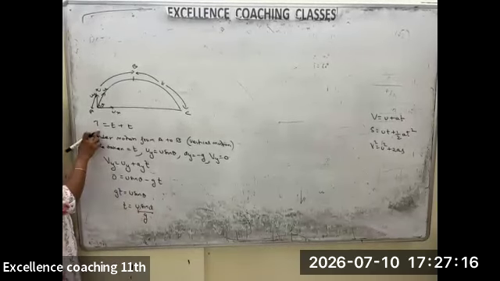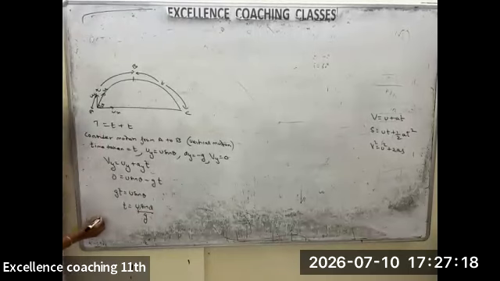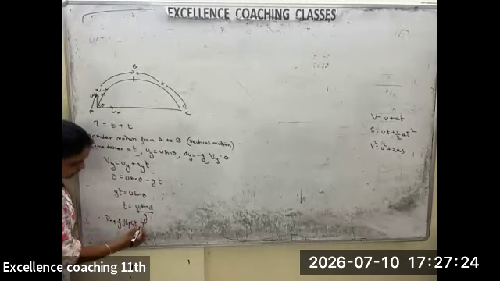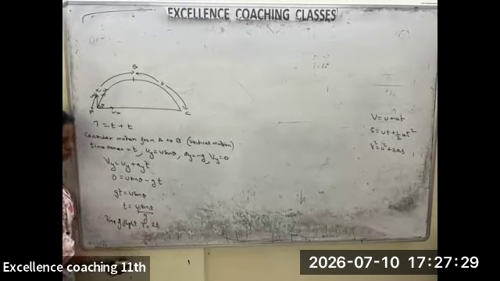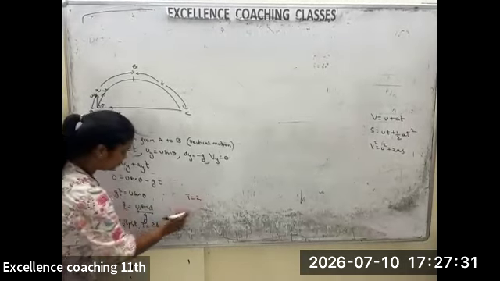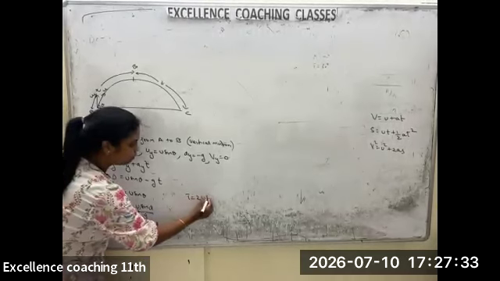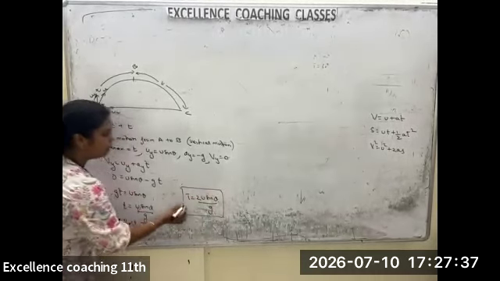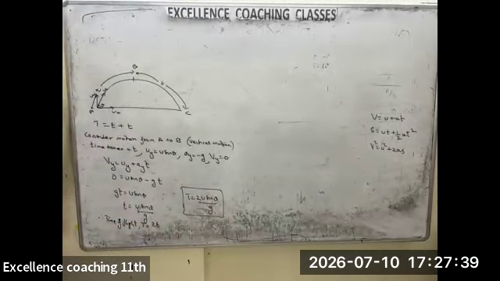But what are we asked to find? Time of flight T. Therefore, time of flight T is equal to t plus t. So what answer do you get? T is equal to 2 into u sin theta upon g. This is the formula for time of flight.